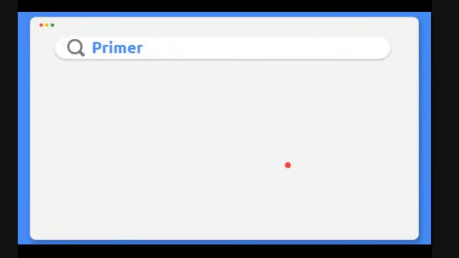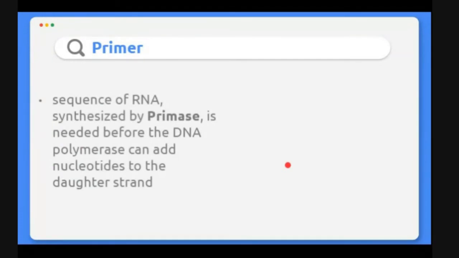So, the next step for DNA replication is for you to add a primer. So, what is a primer? It is a sequence of RNA synthesized by primase and it is needed before the DNA polymerase can add nucleotides to the daughter strand.